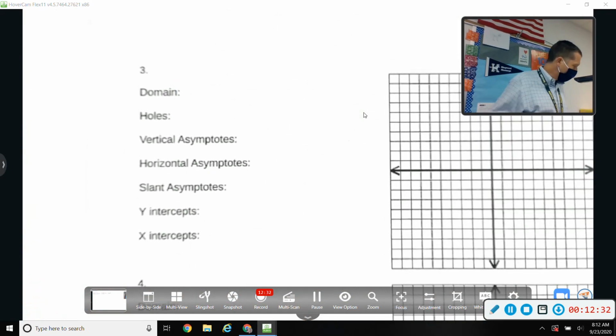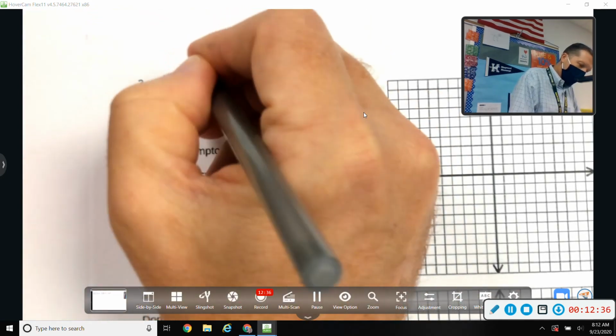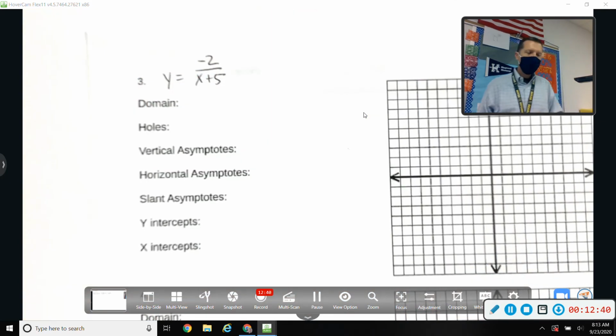And then for the third example, try negative 2 over x plus 5. And that'll be it for today. So 2 problems. Obviously there's a lot going on in the 2 problems. Try your best to fill out the information. If you can get the information on the graph, great.